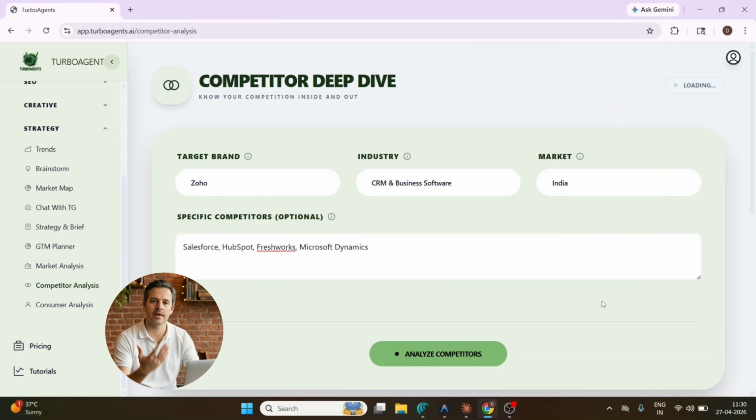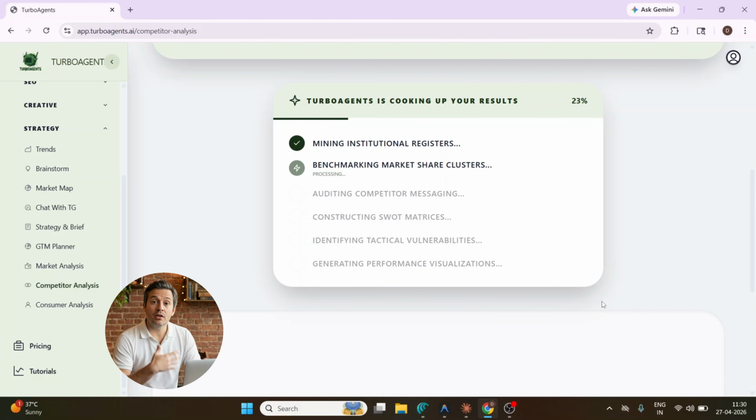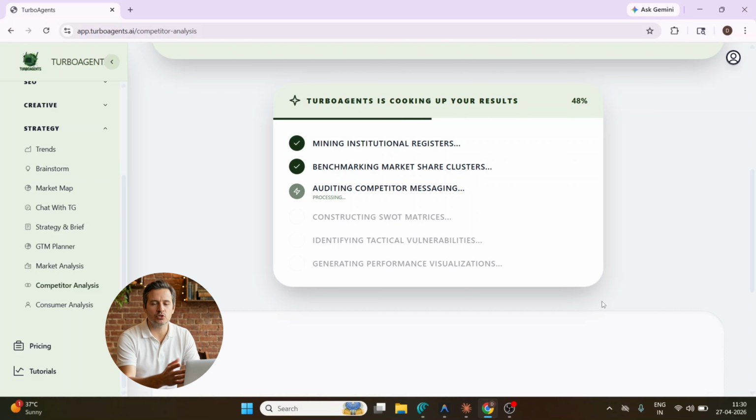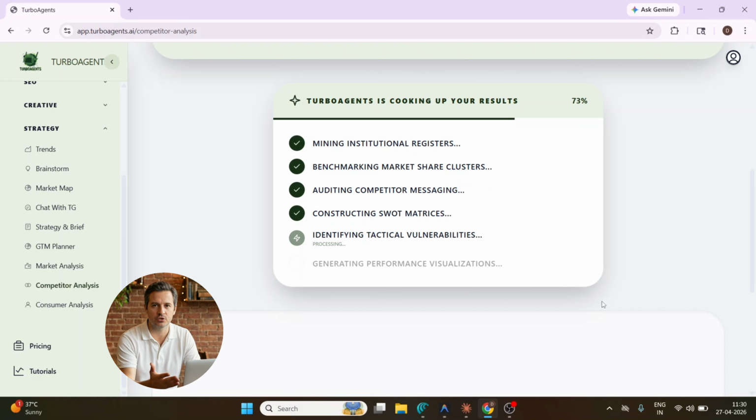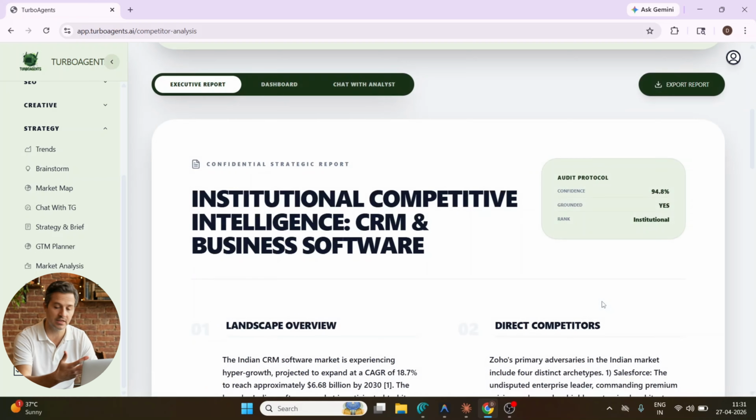Now I hit Analyze Competitors and watch what the tool does next. Unlike tools that just show a spinner, TurboAgents tells you exactly what's happening in real time. It's mining institutional registers, benchmarking market share clusters, auditing competitor messaging, constructing SWOT matrices, identifying tactical vulnerabilities, and generating performance visualizations. The whole thing takes about 45 seconds, and then this lands.